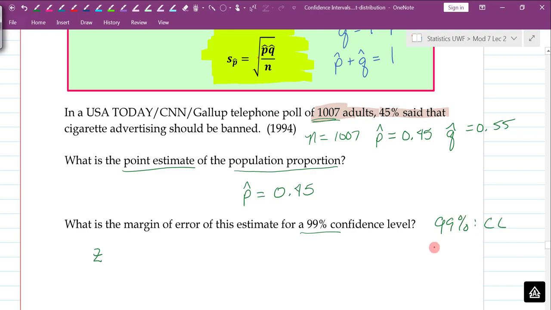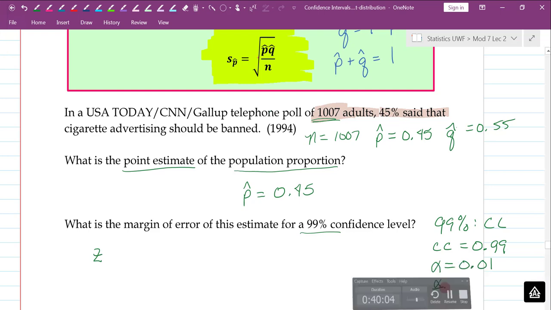Our confidence coefficient is going to be equal to 0.99. If our confidence coefficient is 0.99, our alpha is 0.01, because just like p hat and q hat have to sum to 1, our confidence coefficient plus alpha must sum to 1, okay? And then whenever we're talking about confidence intervals, that tells us we have to split our alpha, the error that we're willing to live with, our margin that we're willing to live with, in each tail. So that tells us that alpha half is going to be equal to 0.01 divided by 2.